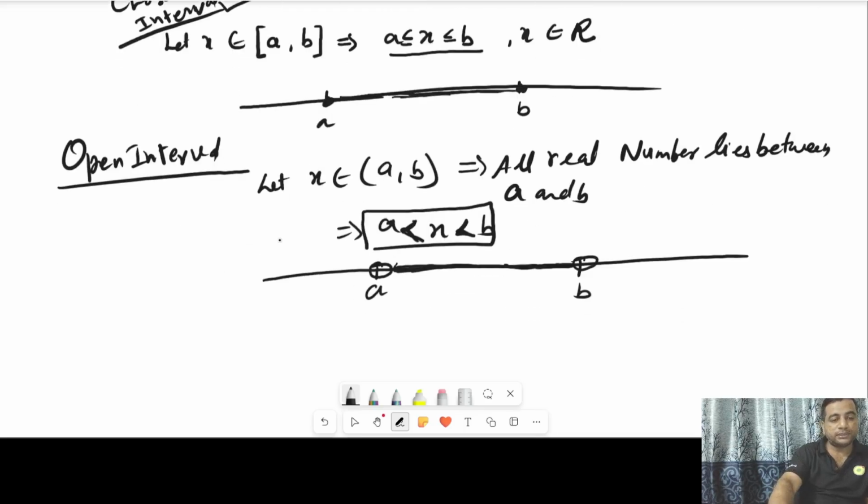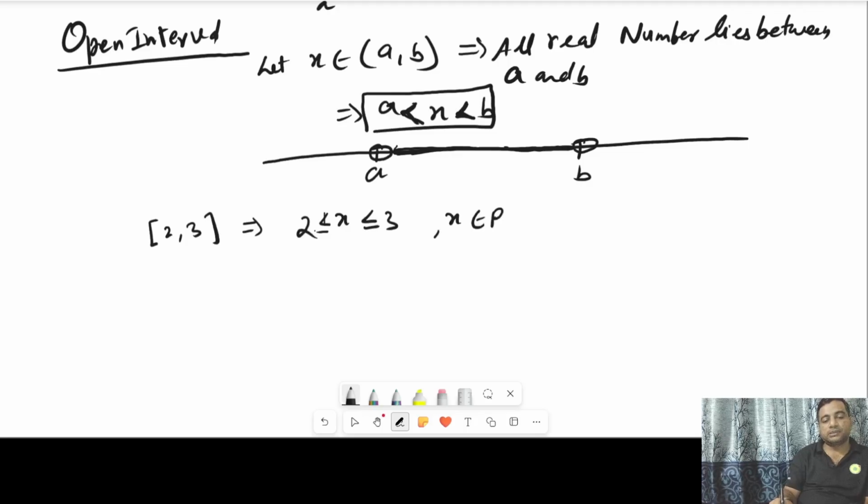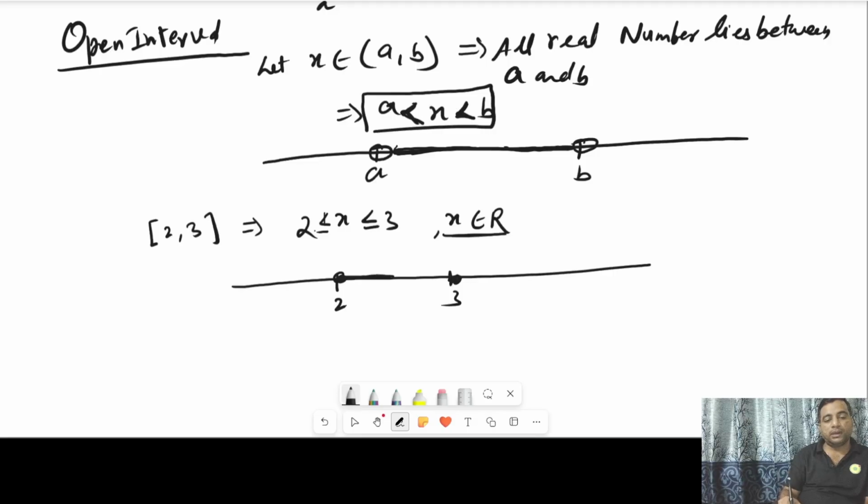Now I am taking some examples. Closed interval 2 to 3 means all the real numbers greater than or equal to 2 and less than or equal to 3. All real numbers means x belongs to the real numbers. So how can you represent it on the number line? Let this be 2, this be 3. So 2 is included, 3 is included, and all the numbers lying between 2 and 3 are included. So this is your region on the number line.